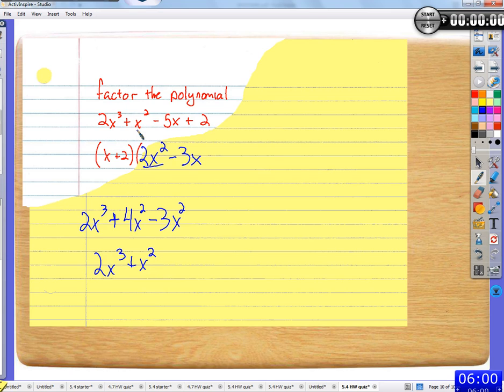Okay. But then we're not quite finished yet. What do we also need to do right now? 2 times that, and that gives us negative 6x. Is that right? What is it supposed to be? Negative 5x. Okay. So, what could we put here that would take this from negative 6x to negative 5x? Add 1x.